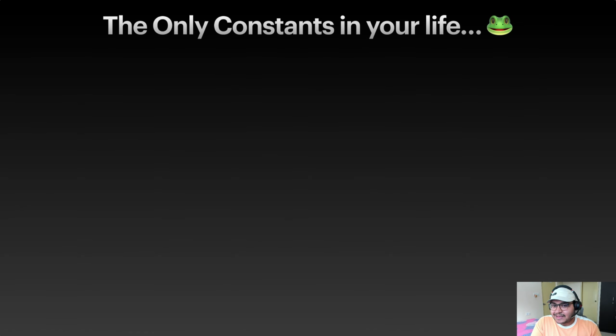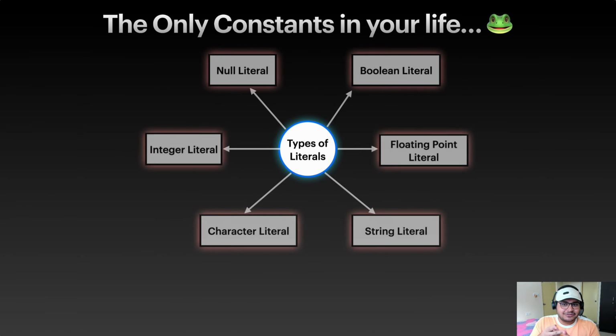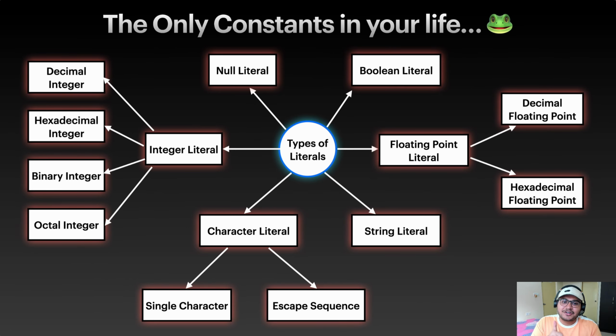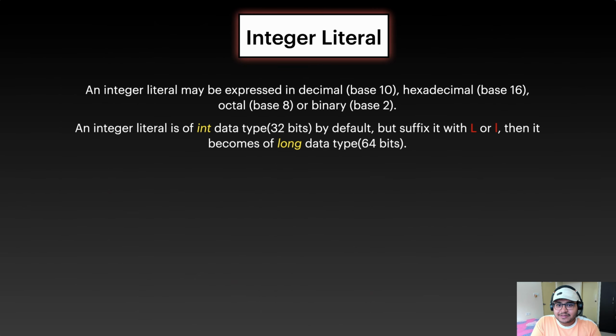Java offers 6 different types of literals: integer literal, floating point literal, boolean literal, character literal, string literal, and null literal, some of which further have types inside them. Let's see each of them one by one. Integer literals are numbers that do not have a decimal point or an exponential part inside them. Basically, integers in mathematics. In Java, an integer literal can be expressed in 4 different formats.